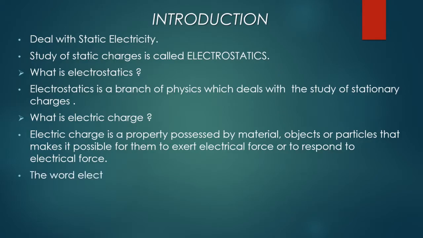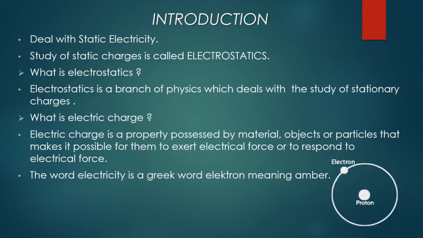Moving on, we are talking about electricity everywhere. Where does the word electricity come from? It is a Greek word which means electron. The spelling is a little different, so just don't get confused. It also means amber. There is a picture of an atom. An atom has an equal number of protons and electrons. So that is why an atom is stable.